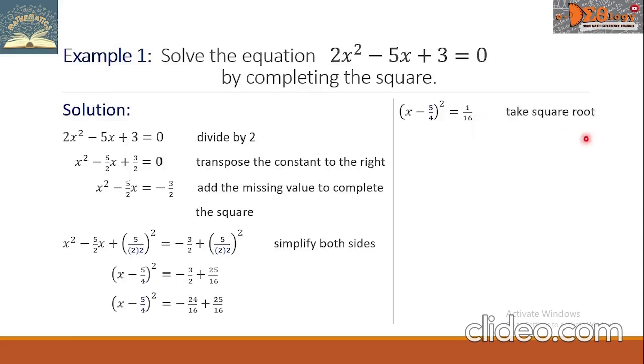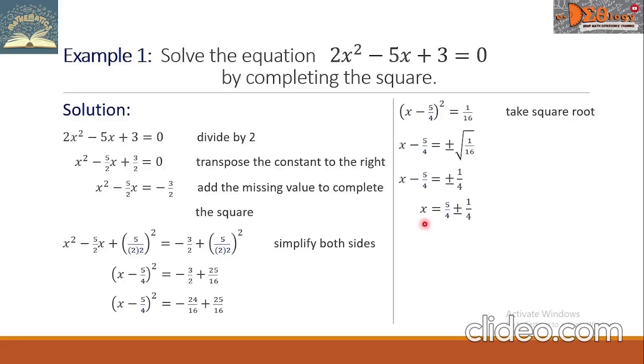Then we take the square root of both sides. We cancel the square on the left, and on the right we write plus or minus the square root of 1 over 16, which is simplified as plus or minus 1 over 4. Then we isolate x. The negative 5 over 4 we transpose to the right. We have now x equals 5 over 4 plus or minus 1 over 4.